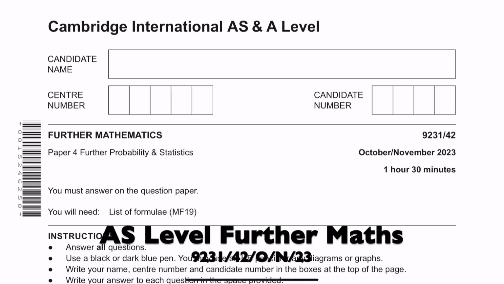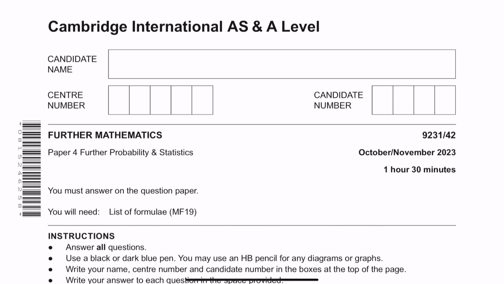Hi guys, today we're going to be talking about Cambridge A-Level Further Mathematics, October-November 2023, paper 4-2. It's a further probability and statistics paper. So we will start now.